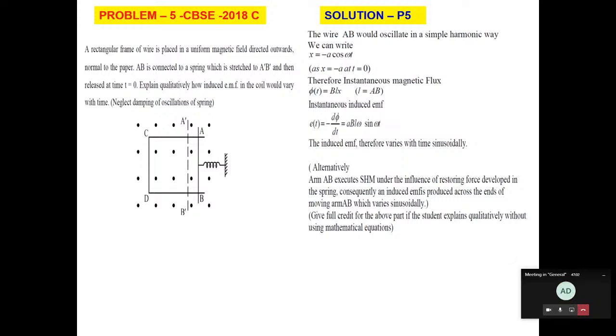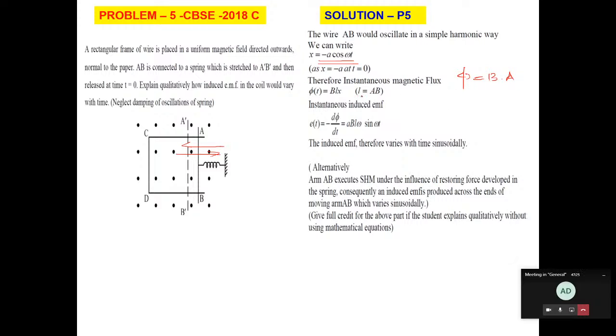So it will oscillate in a simple harmonic way. Expression for the displacement we can take as x = A cos omega t, because there is a spring. When you pull it and release, it will go back and forth. That is simple harmonic motion. So A cos omega t. Then the basic expression for flux phi is B dot A.